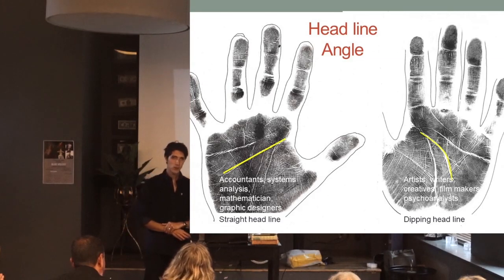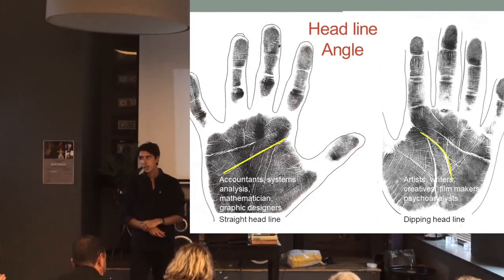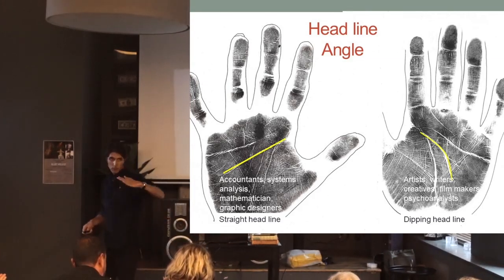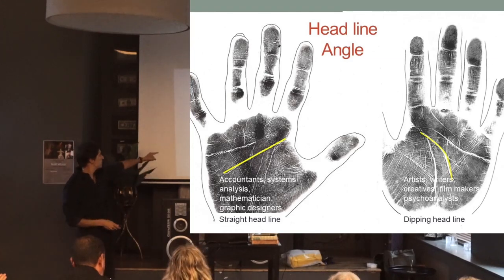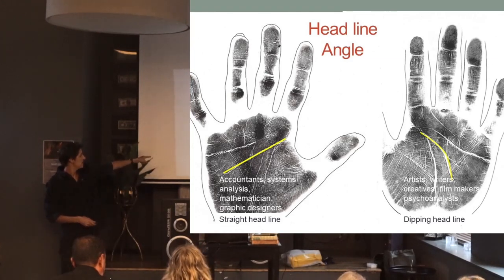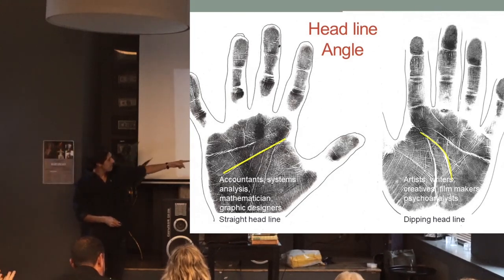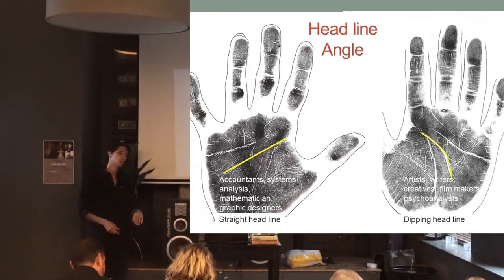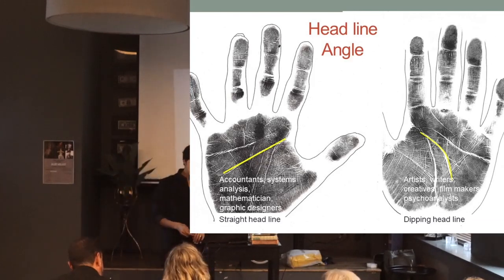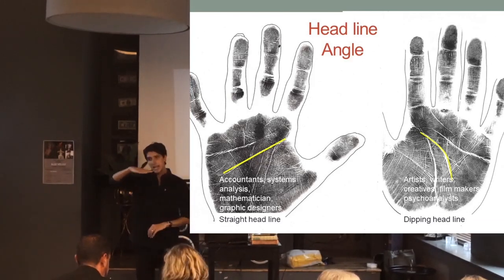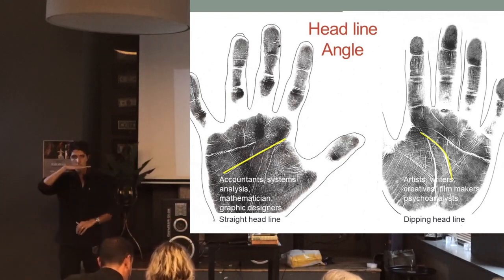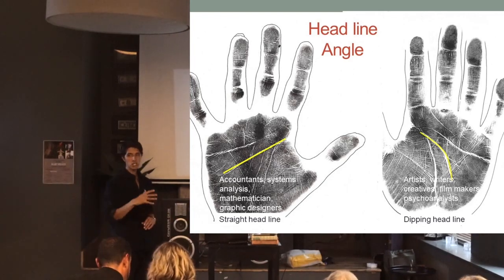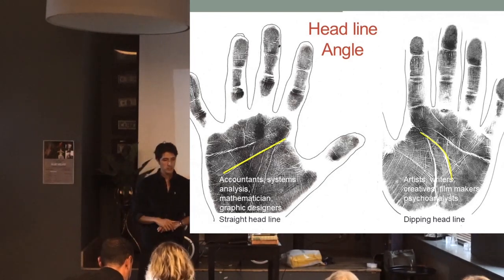Okay, so the first thing I want to look at is the angle of the headline. Because what we'll have in this room is a lot of people with very straight headlines, which we can see here on the left-hand side, and we'll have a lot of people with slightly dipping headlines, which is what we can see here. So we can see that that headline's curving right down a little bit more. Straight headline people are much more logical. They're much more practical with the way they see things. They're much more objective in their viewpoint.